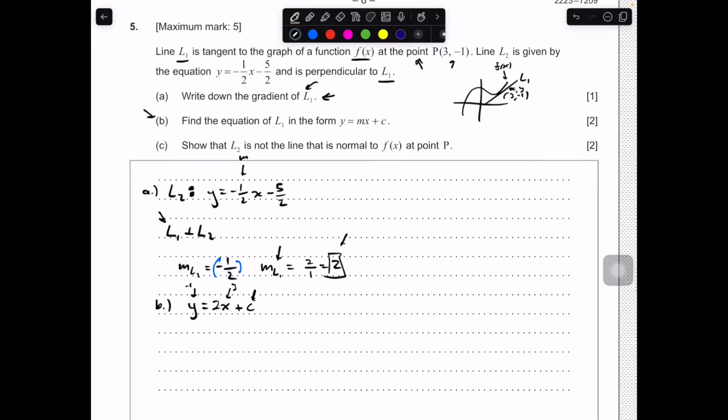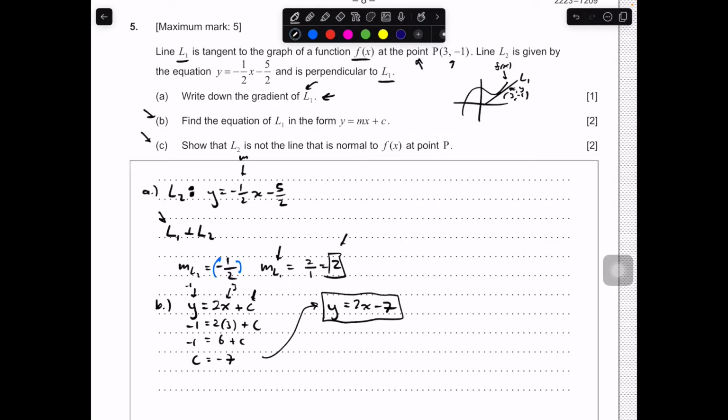So let's go ahead and substitute. y is equal to -1 when x is equal to 3, and we want to find c. And you can solve here if you want. This can be -1 = 6 + c, or c itself, bringing this over, is equal to -7. So in the end, what we have is y is equal to 2x minus 7. And that would be our answer.